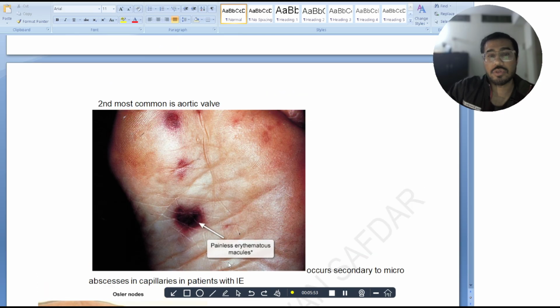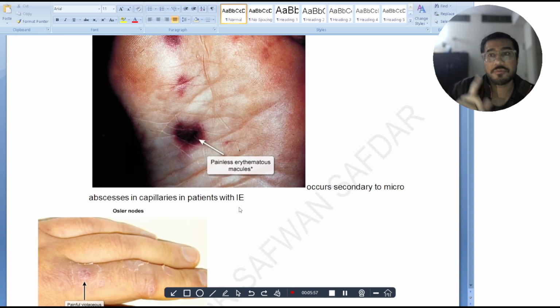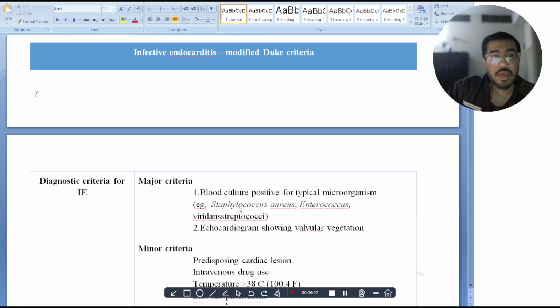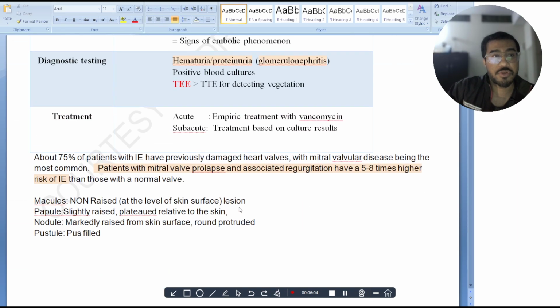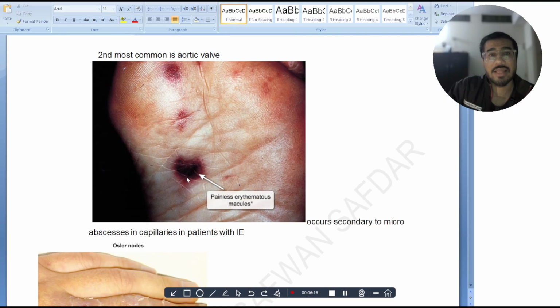So these are macules. One more thing I would also like to point out to you guys is the difference between macules, nodules, pustules, and papules. I also wrote all of these specifically here just to make sure, because most of the people don't know the accurate distinction between all of these. So we're also gonna discuss that.